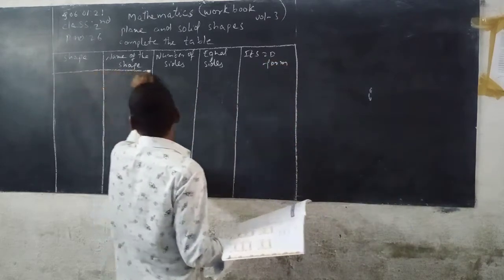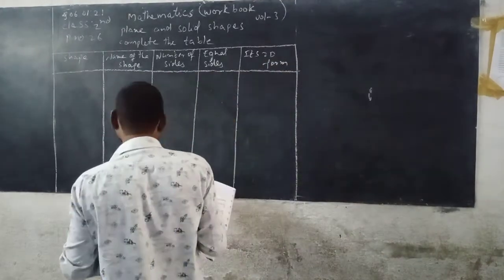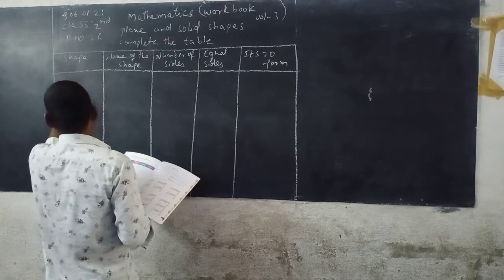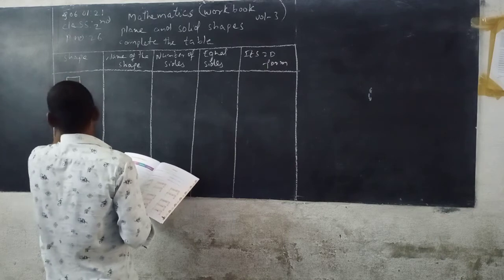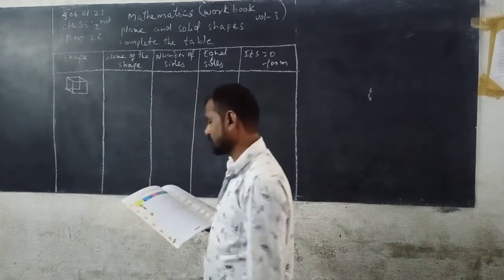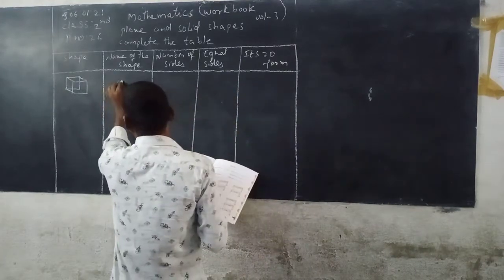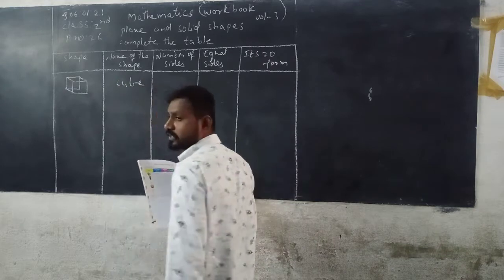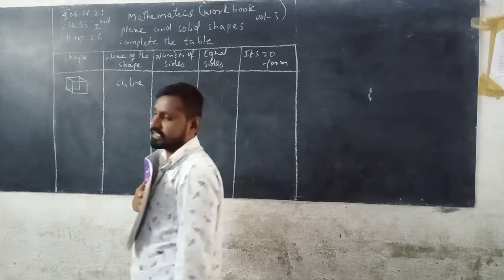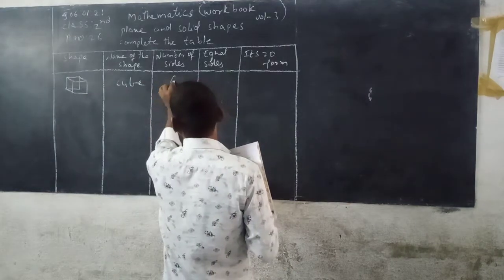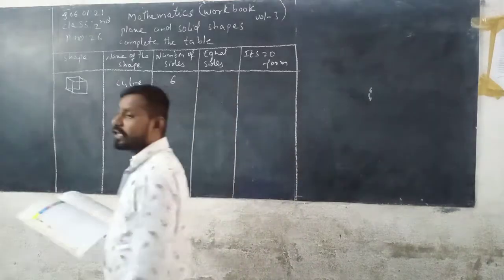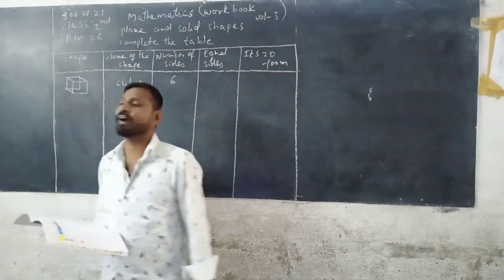Look at the blackboard, everybody, beta. So here, this is called a cube. Already I discussed cube. Write down. How many sides are there in a cube? 6 sides. Write down 6. Equal sides. Because cube is in the shape of square.